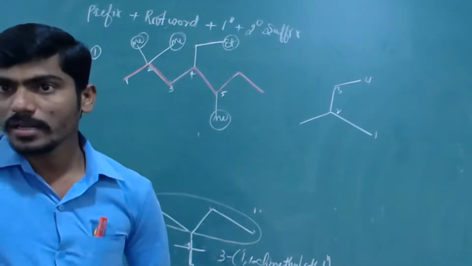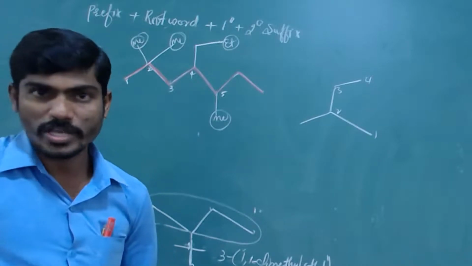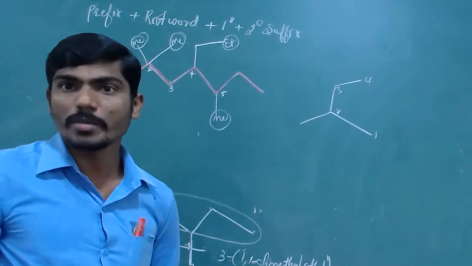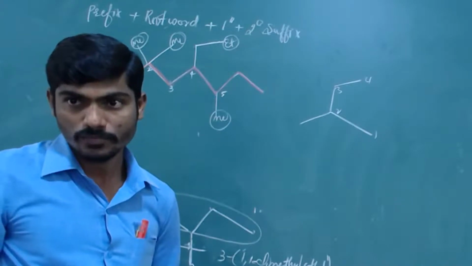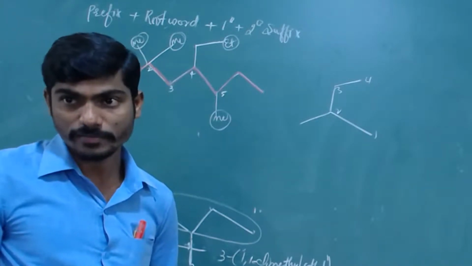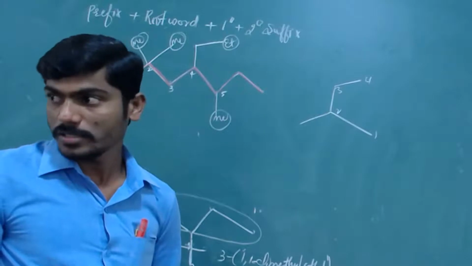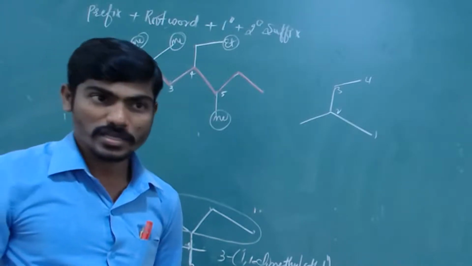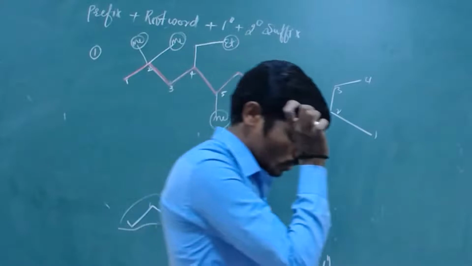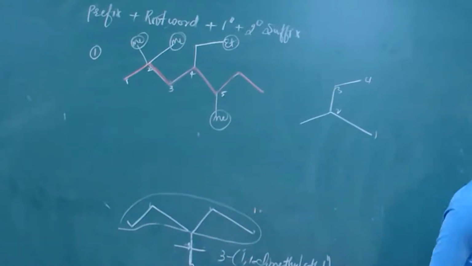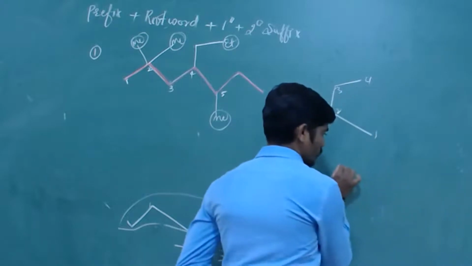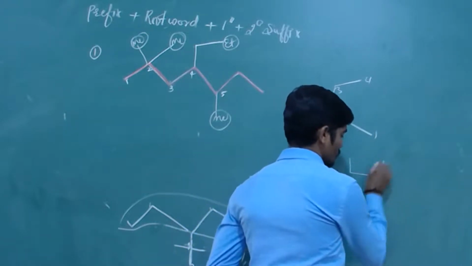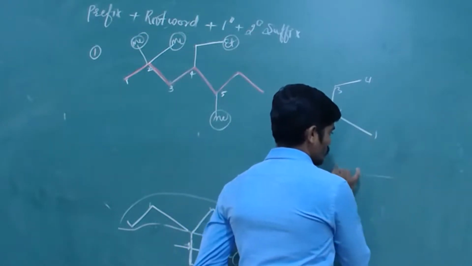2,2 diethyl butane. What is the correct IUPAC name for 2,2 diethyl butane? Diethyl butane is the wrong one. So write the correct IUPAC name for 2,2 diethyl butane. 3-ethyl pentane.